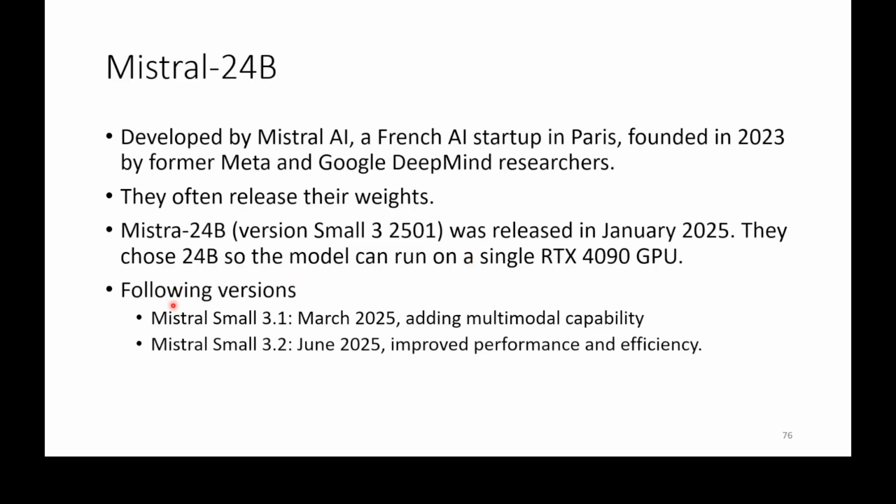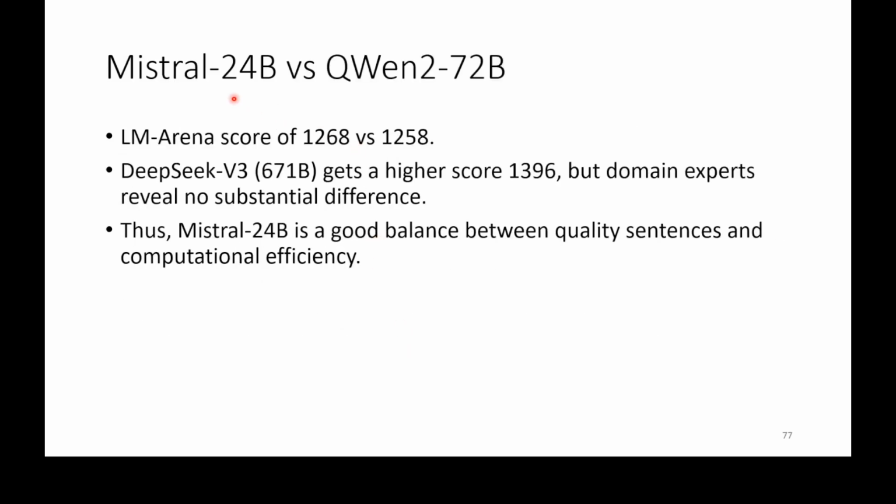There are some other versions, 3.1 and 3.2, with some improvements. There is a comparison between Mistral 24B and Qwen 272B. Which one is better? There is a metric called LMArena score. Mistral gets 1268, and Qwen 272B gets 1258. So Mistral is better. The model is smaller, but the performance is better, so it is a very useful model.